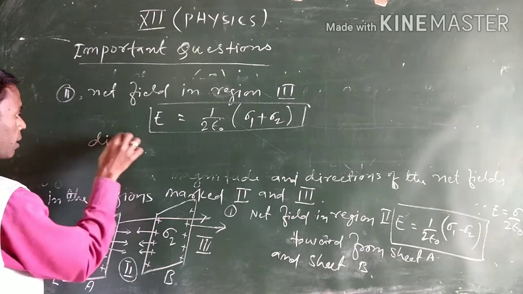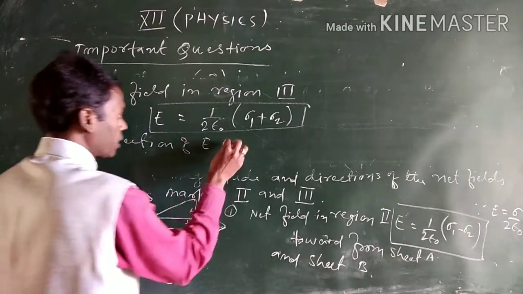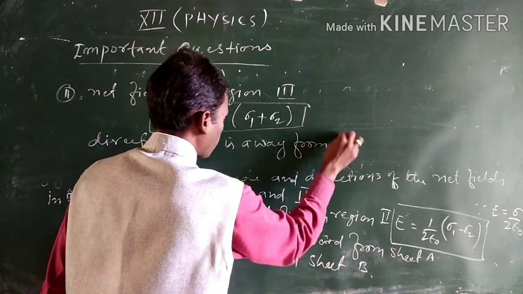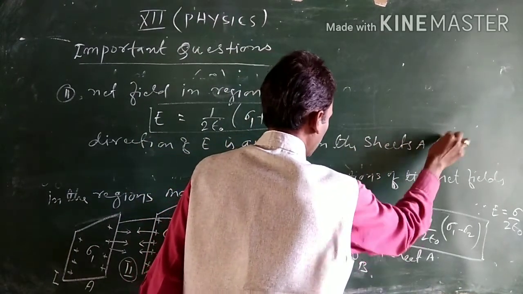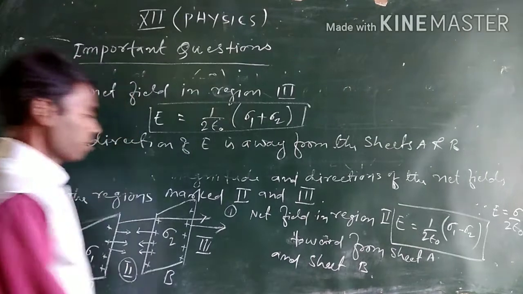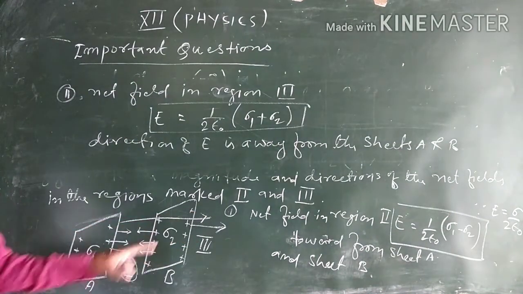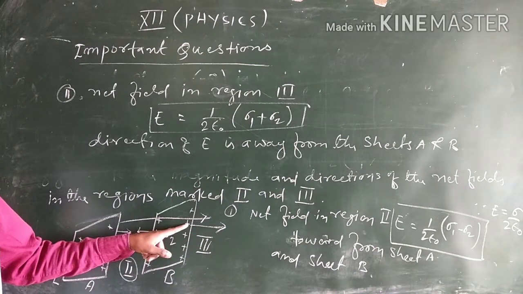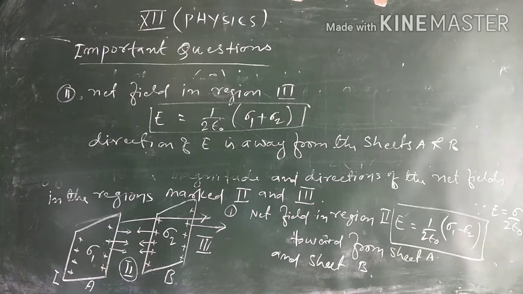And the direction of the electric field is away from the sheets A and B, because the direction of the electric field is going away from this one. From this one also it is going that side, because there is the positive charge, right? Here also is the positive charge, that's it. Okay, this was the question number 1.